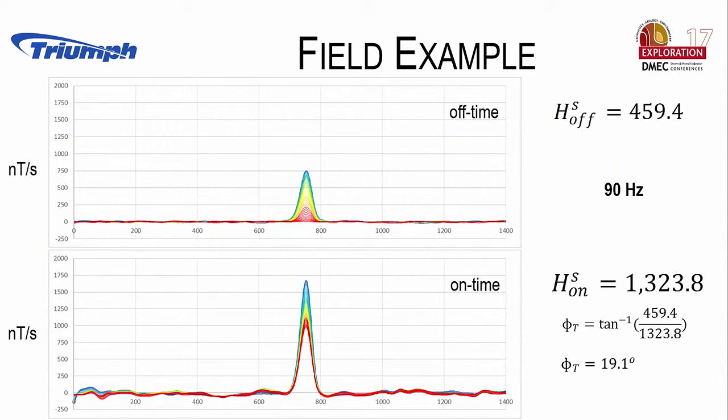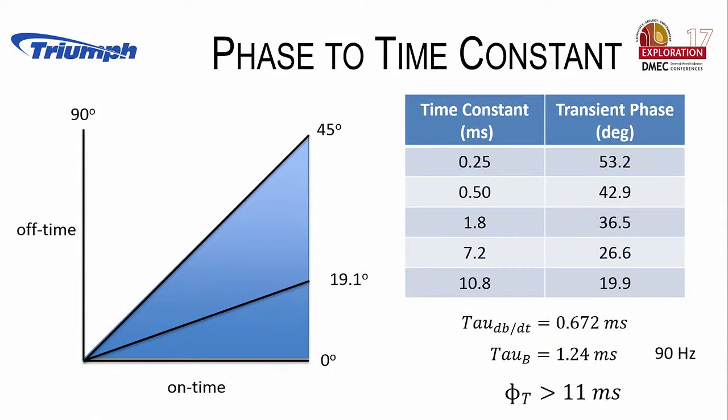And so if we integrate the off time, we get a value of 459. This is at 90 hertz. And if we integrate the on time, we get a value of over 1300. The inverse tan of that is 19.1 degrees. So you can tell the client, congratulations, you have a conductor with a 19.1 degree transient phase.